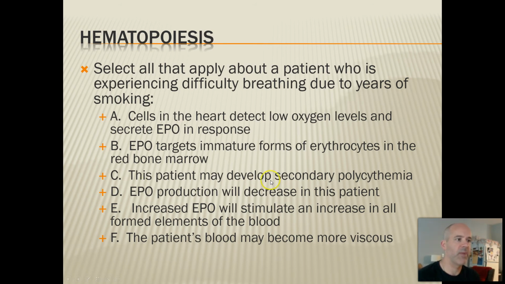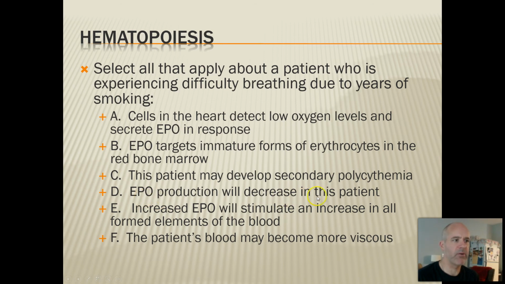All right, this patient may develop secondary polycythemia. Yes, that is true. Polycythemia, excess red blood cells. And if that gets triggered due to low oxygen levels, like let's say you're living at a high elevation, or if you're not taking in oxygen well due to poor lung function, then you can develop what's called secondary polycythemia.